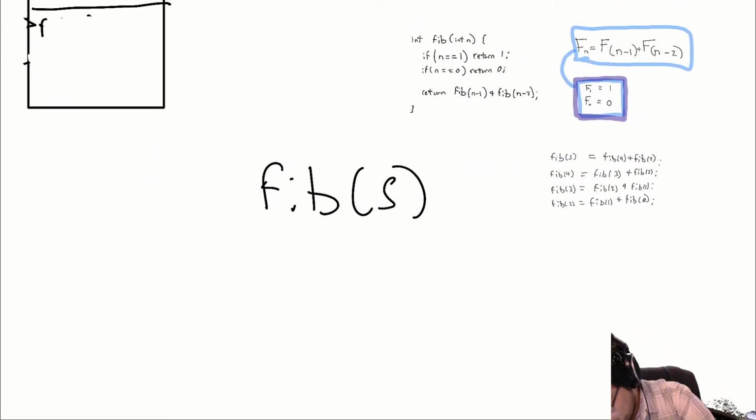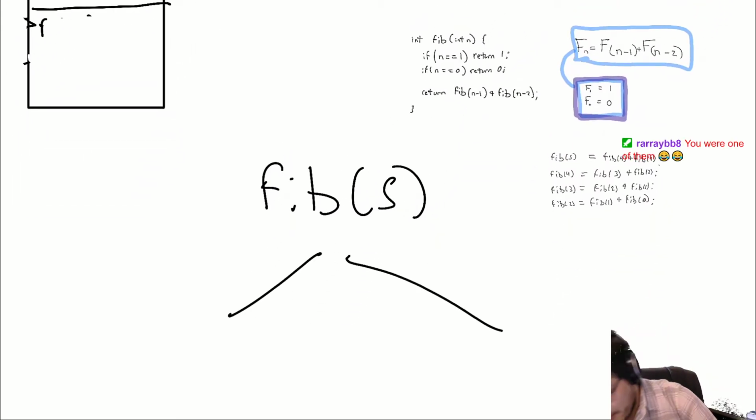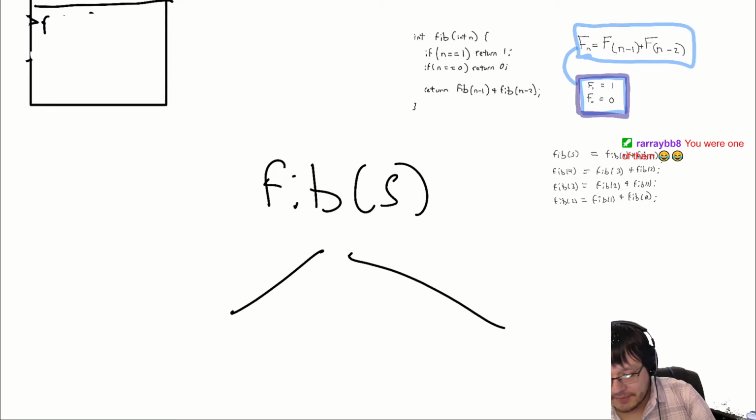So yeah. Okay. So Fibonacci 5. All right.